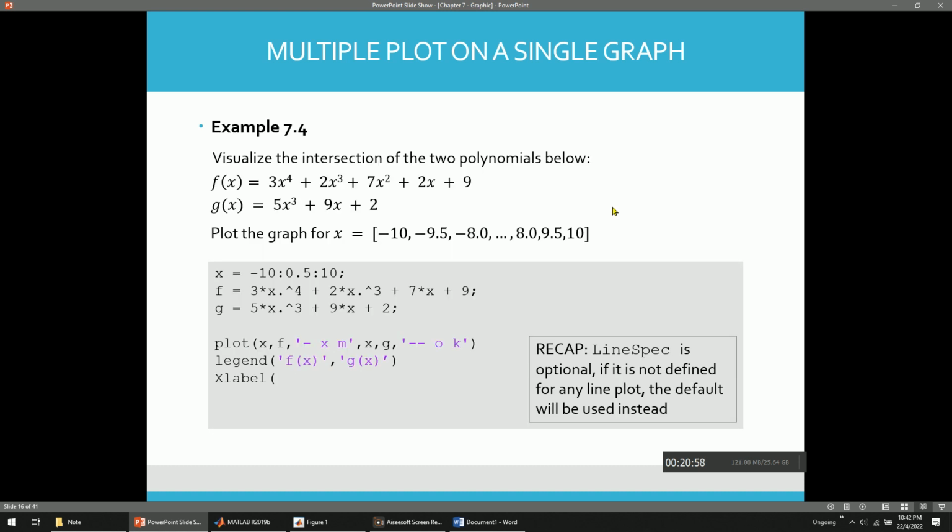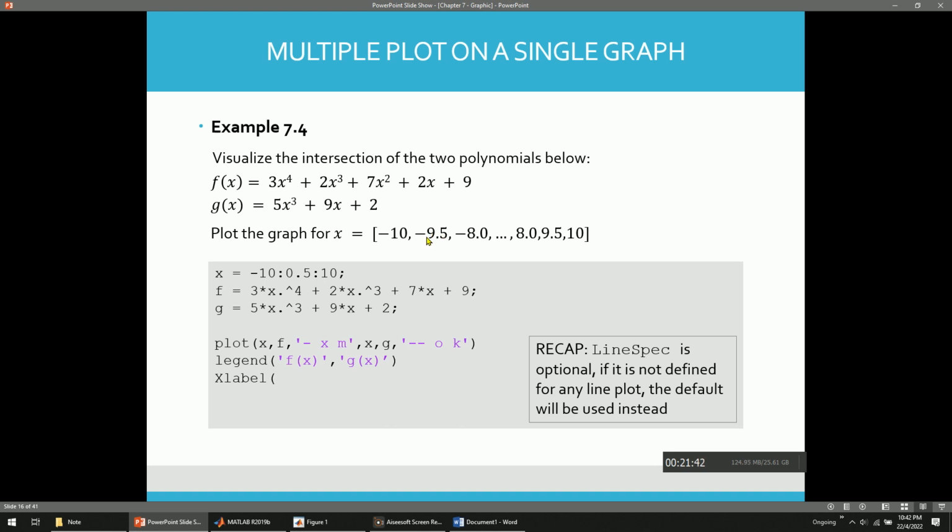Let's take a look at the plot. This one is where you want to visualize the intersection between two polynomials. Basically you want to know the intersection of functions f and g, and plot the graph for x from -10, -9.5, -9, and until 10. So first of all, you have to write what x is. You can see here it starts from -10 and goes to 10, and the step is 0.5.